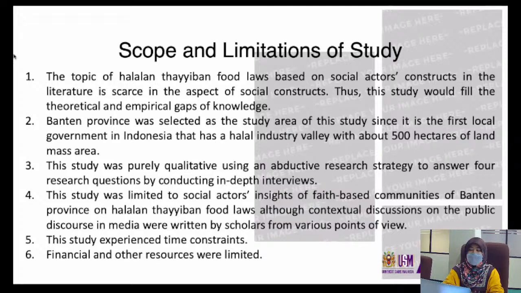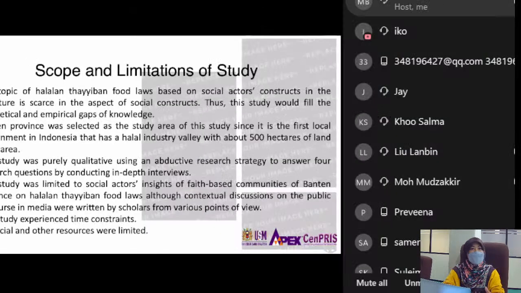So about the faith-based communities, I gathered my respondents from Muslims, and Muslims have 5 groups of Muslim organizations in Banten. Then from the food entrepreneurs, from the governments itself. So the faith-based communities are Muslim, Christian, Catholic and Protestant, Confucius, Buddhist.